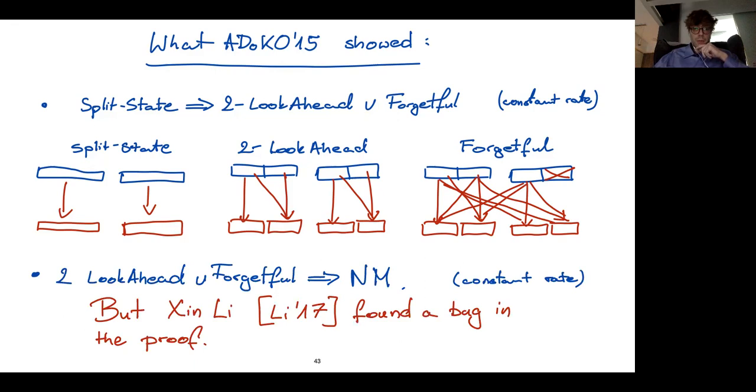Also, in that paper, we showed a reduction from look-ahead and forgetful to the trivial class. So basically, we showed the non-malleable code. Sadly, Xin Li found a bug in the proof. So the whole thing works on the plausible conjecture that the lemma is correct, but we don't know how to prove it. Which creates a gap. Basically, we don't have this part.